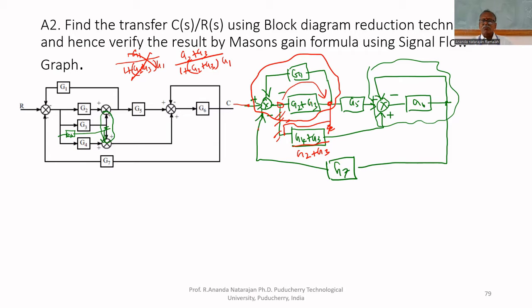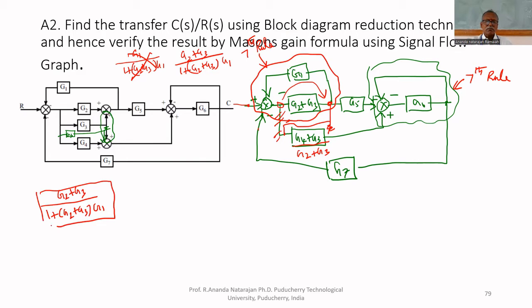Now we can convert this block by using the seventh rule. If you convert this block, apply the seventh rule for this. For this also you apply the seventh rule. Then what will you get? For this: G2 plus G3 upon 1 plus G2 plus G3 multiplied by G1. This is for the first block.